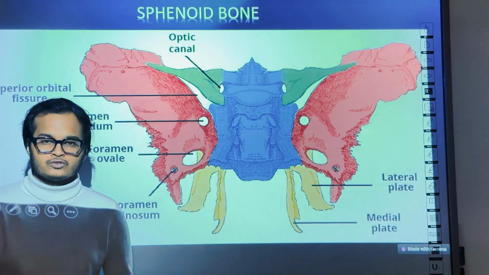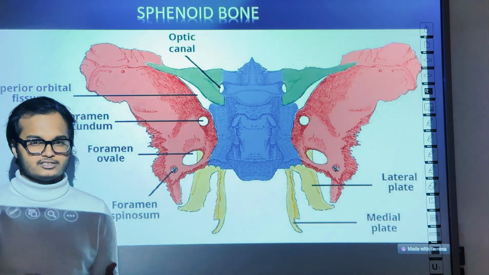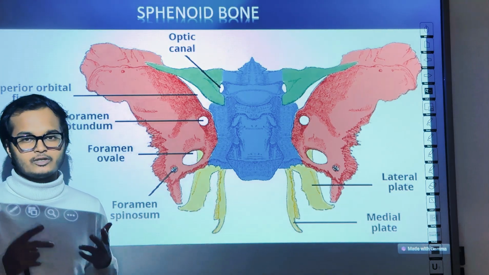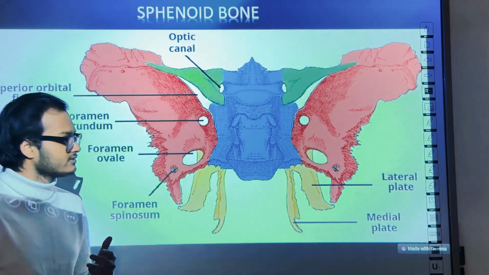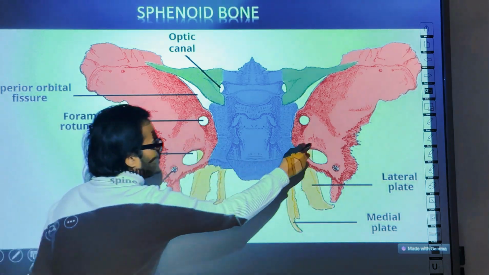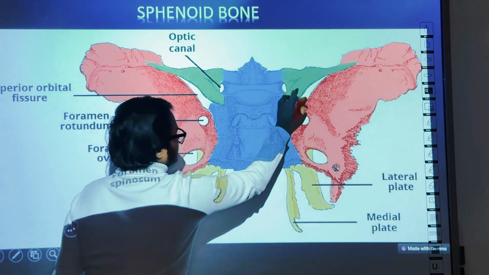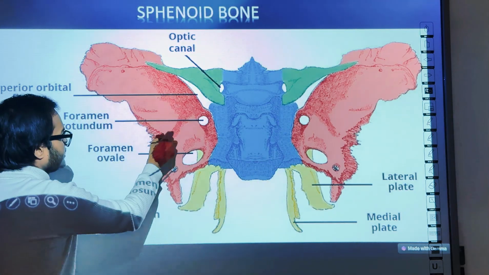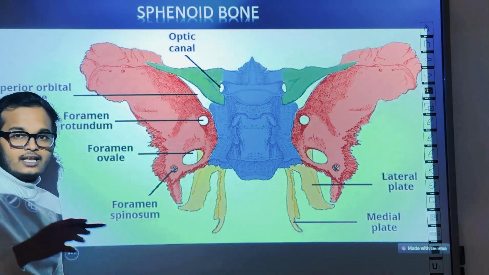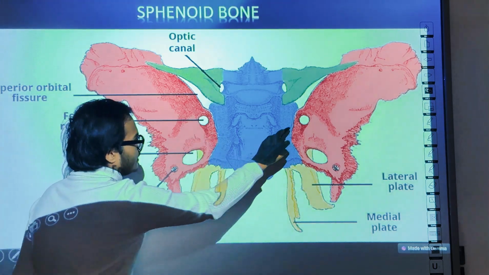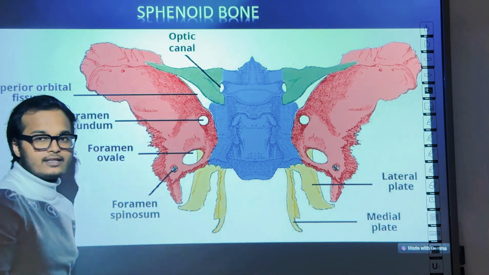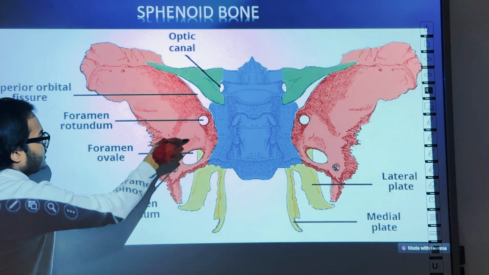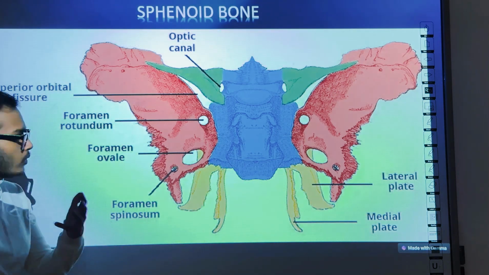Now we will talk about the second structure of the sphenoid bone, the wings. We know the wings are two, the greater wings and the lesser wings. These two are the greater wings, and these are the lesser wings. Starting with the greater wings: they extend laterally, posteriorly, and superiorly.